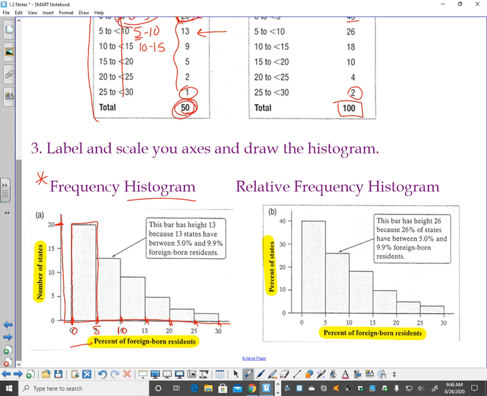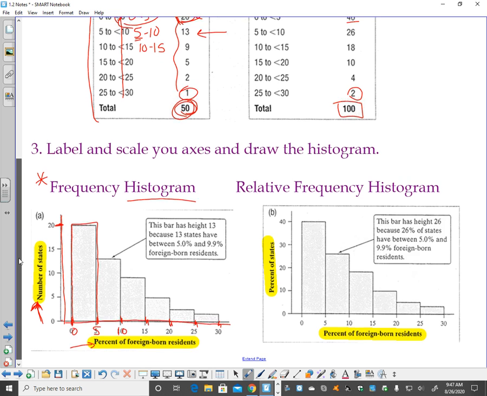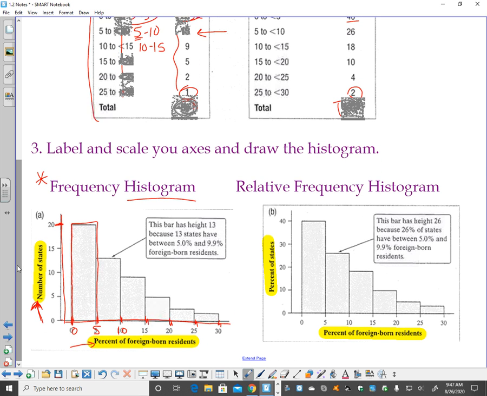Notice that I have labeled my X and Y axis. I just want to make sure I point that out. So this is the percent of foreign-born residents, and again, those bottom numbers are percents, but this is the number of states. These numbers up the Y-axis are not percents, not yet. And then I'm going to look at my second class, which is 13. So I'm going to take this bar up to 13 and so on.